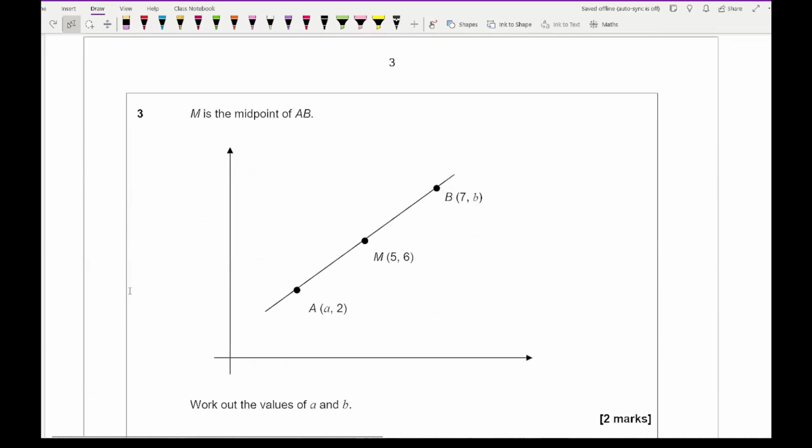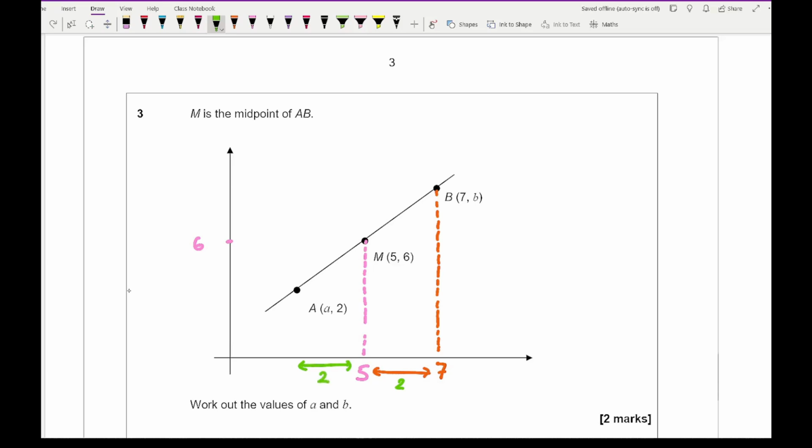Then moving on to question 3, it says M is the midpoint of AB. Work out the values of A and B. So let's first of all, with this diagram, mark that here we've got 5, and this point here is 6. Now looking at the coordinates, we know that B has got an x ordinate of 7. So that is 7, which means that this distance here is going to be 2. So that means that this distance here, because M is the midpoint, is also going to be 2.